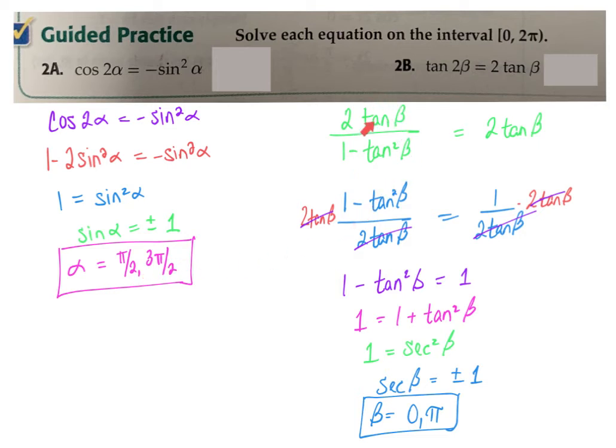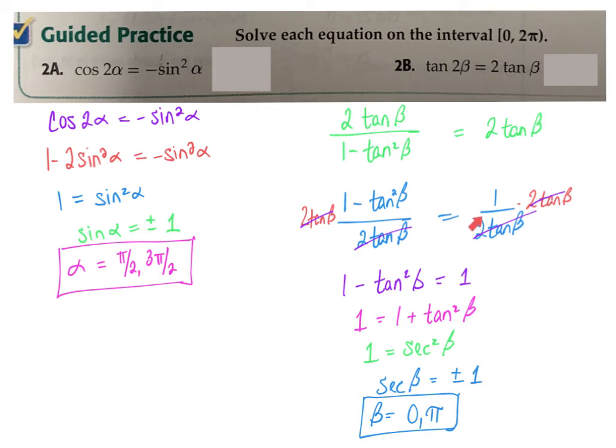Tangent of 2 theta, or 2 beta, technically. All right, 2 tangent of beta over 1 minus tangent squared of beta. Now here, I know this guy is actually going to cancel out. And so I actually flipped both sides. You didn't really have to. But if not, you end up with a 1 over this 1 minus tangent squared. And so I flipped both sides. So I flipped this guy and I flipped that guy, just because it made it easier for me.